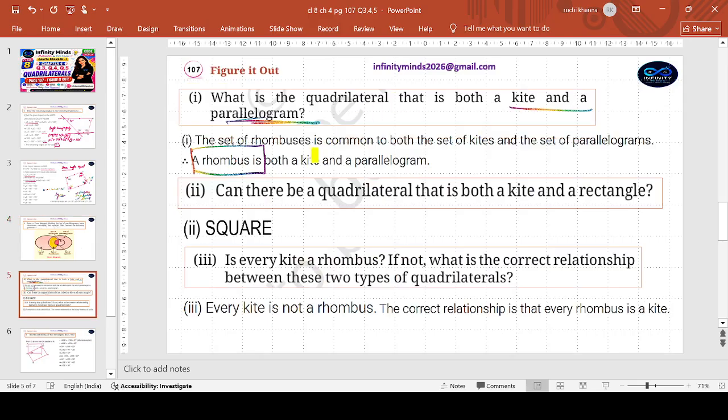Next, the set of rhombuses. So let me just take a reading of the answer with you. Quickly, we'll take a reading. First part, what is the quadrilateral that is both a kite and a parallelogram? The set of rhombuses is common to both the set of kites and the set of parallelograms. A rhombus is both a kite and a parallelogram. Next, part number 2. Can there be a quadrilateral that is both a kite and a rectangle?